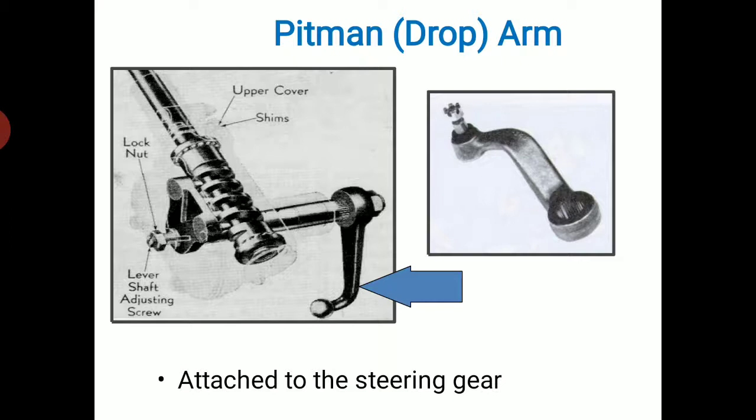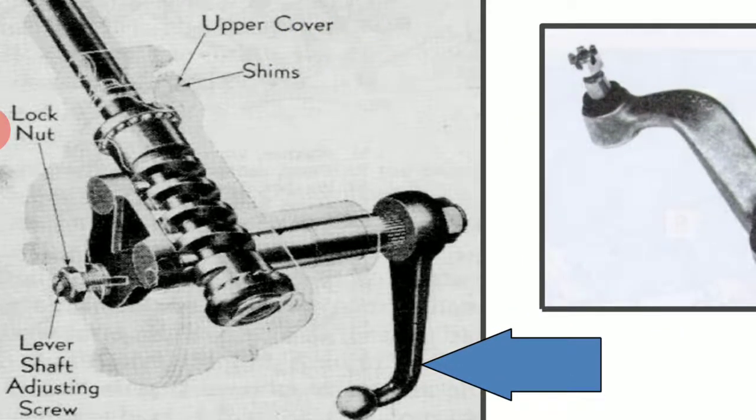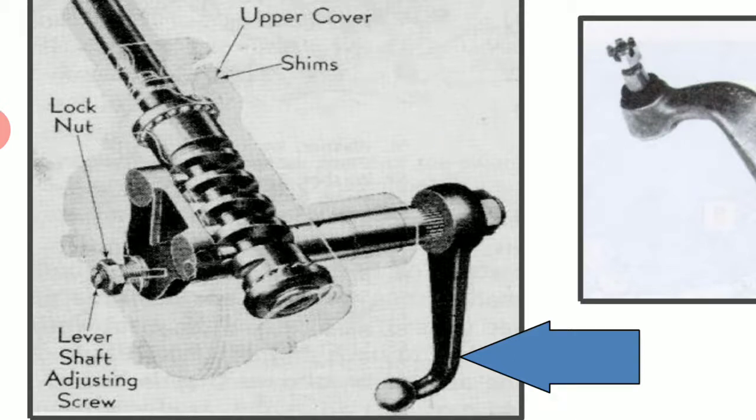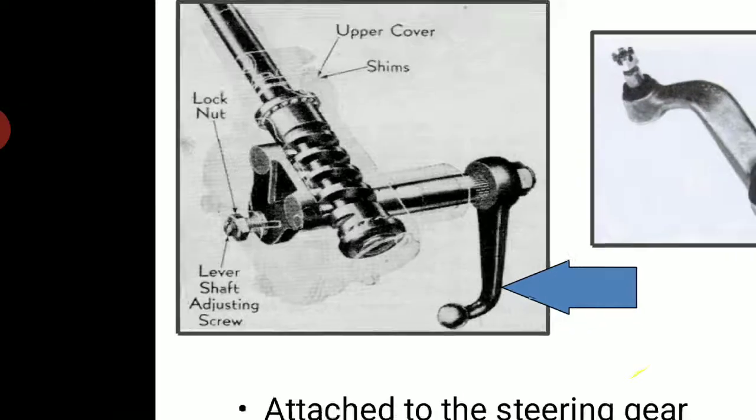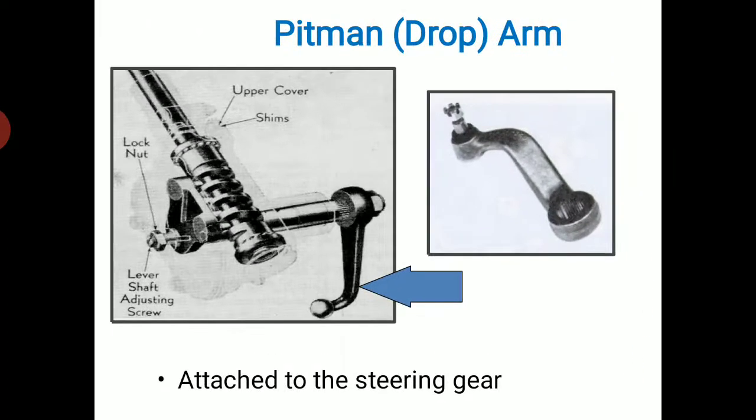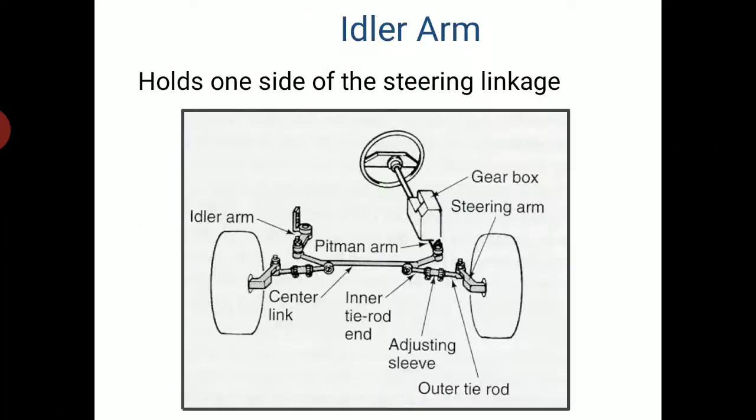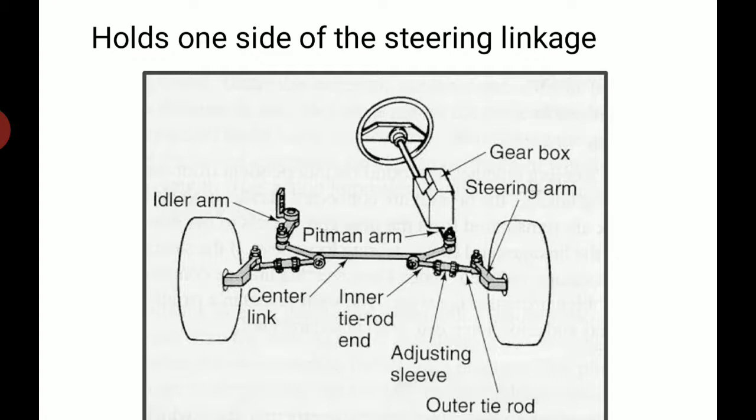After knowing the steering column, the Pitman drop arm, you can see in the figure, is attached to the steering gear. You can see the steering gear. This is exactly the Pitman arm or drop arm. The idler arm holds one side of the steering linkage. You can see the figure. So the center link will be there, Pitman arm, gearbox, steering arm, adjusting sleeve.